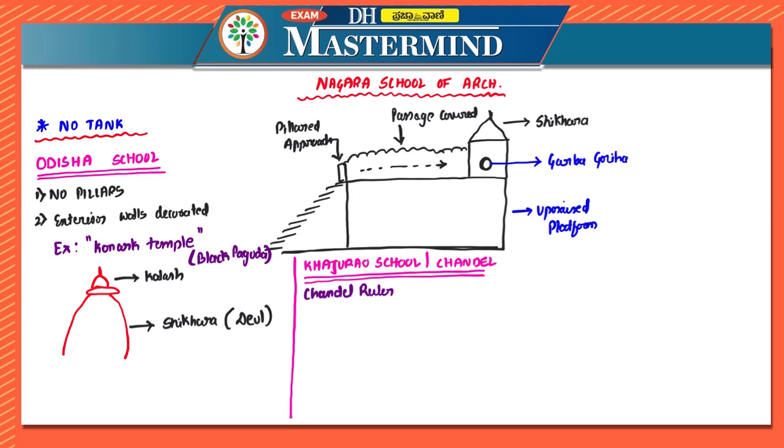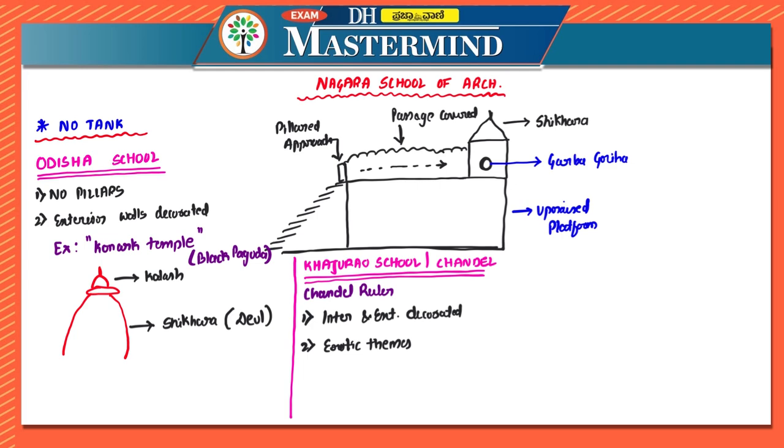Now, what are the unique features? In case of Odisha schools, exterior walls were decorated lavishly. In this case, interior and exteriors both are decorated lavishly with intricate carvings. And sculptures in case of Khajuraho school were carrying erotic themes on the walls of the temple, based on the Kama Sutra.